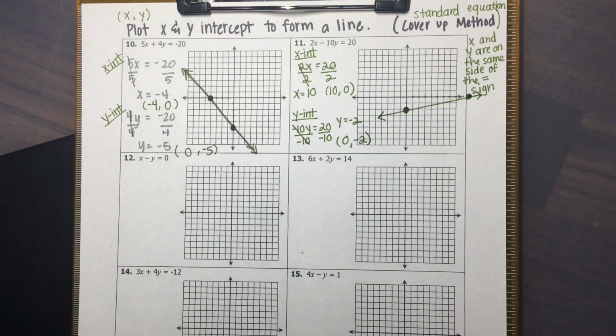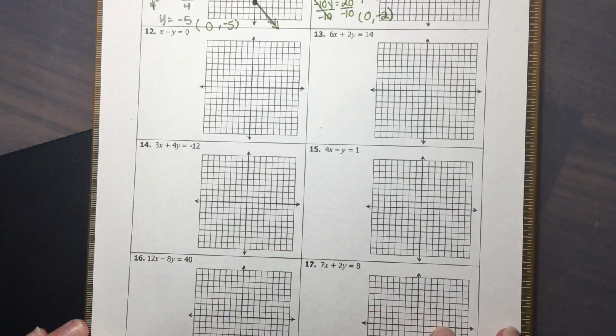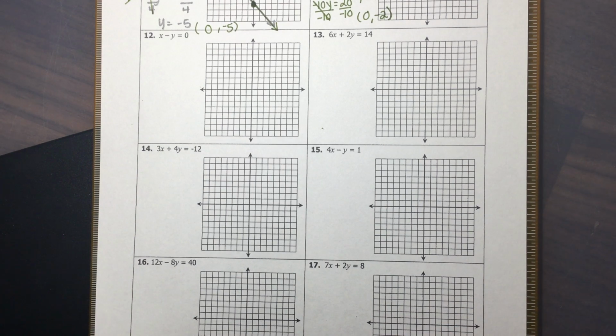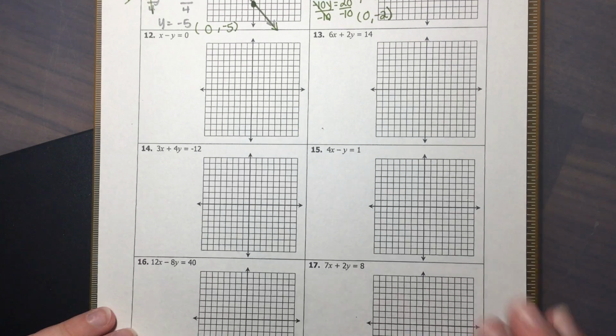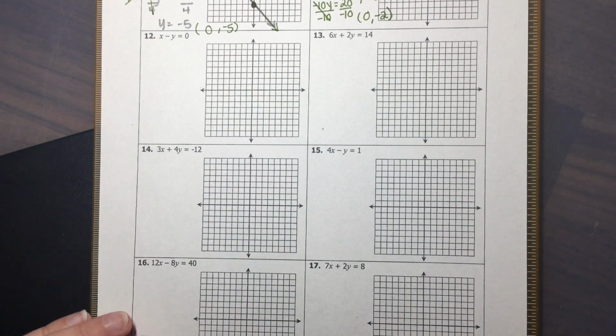All right, you should now be able to do 12, 13, 14, 15, 16, and 17 on this worksheet. Remember, check with the teacher if you're not sure of either how to do it or if you've done them and you just want to go ahead and get your work checked. All right, always check with a teacher.